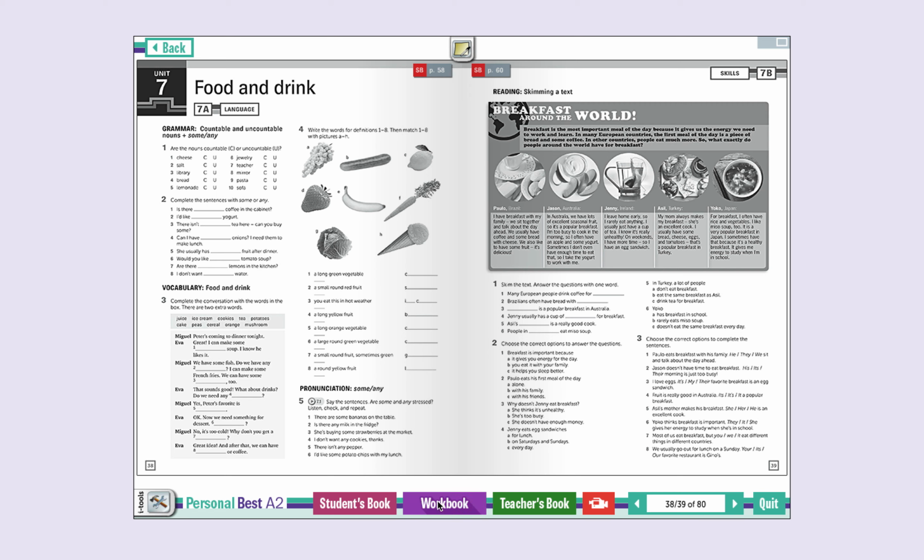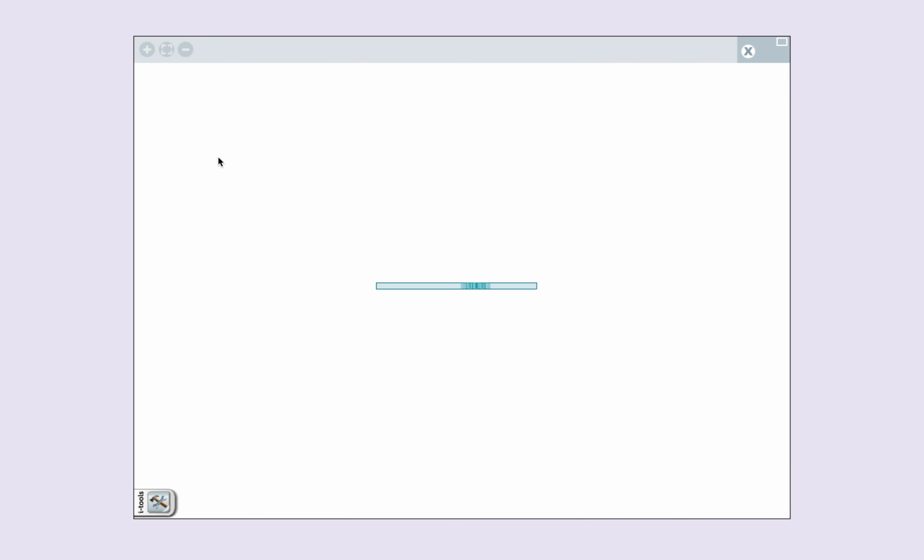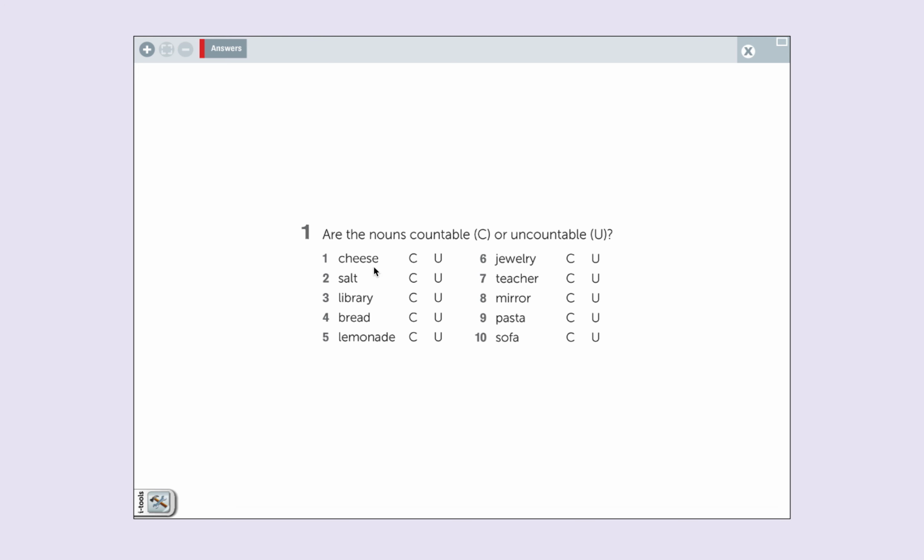We are going to work with the workbook on page number 38 and 39. Okay, in the first page, we have 4 activities. The first activity, you need to choose if these words are countable or uncountable. For example, cheese is uncountable.